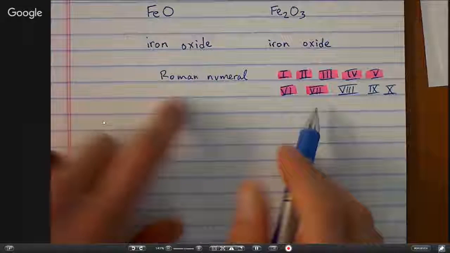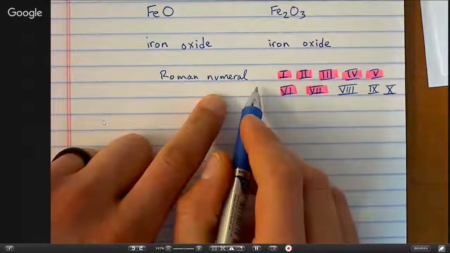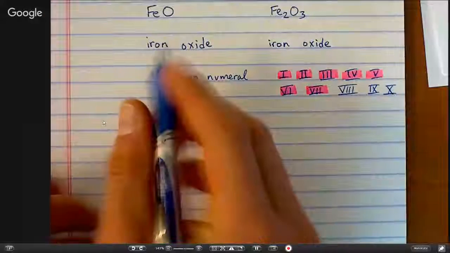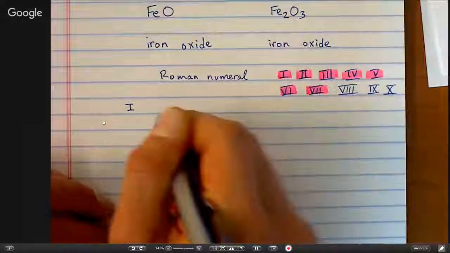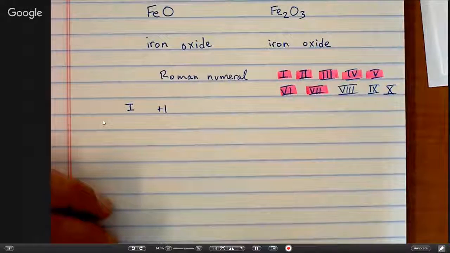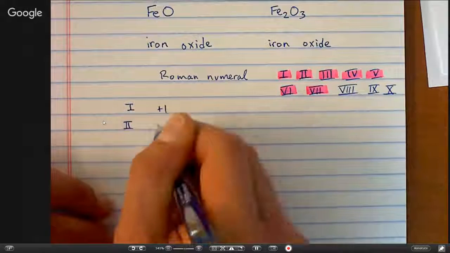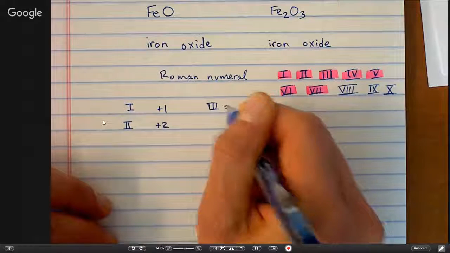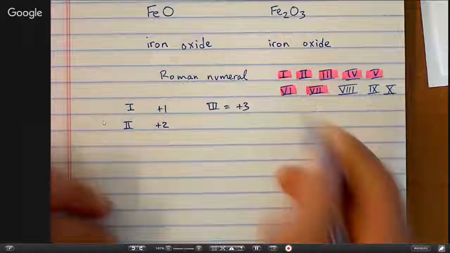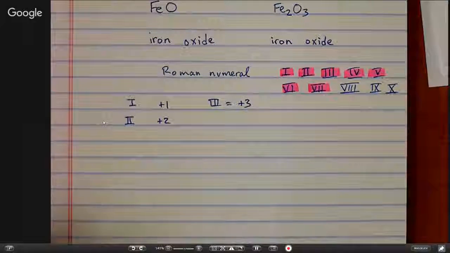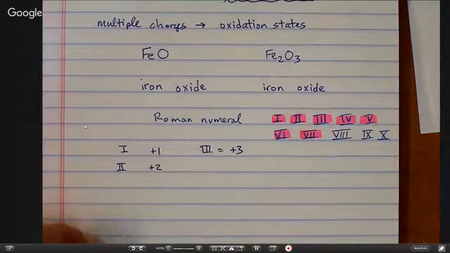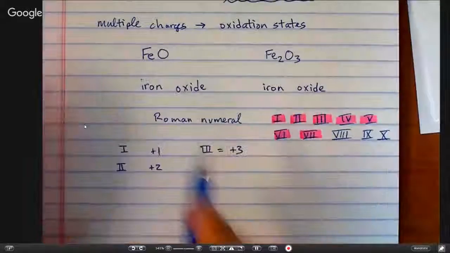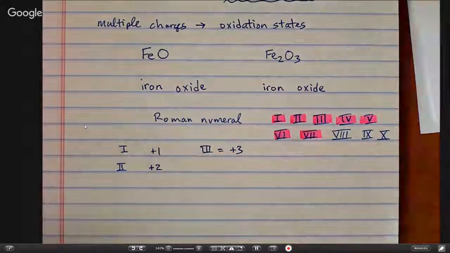So what the Roman numeral does is it tells us the value of the charge. So if you have a Roman numeral of 1, that equates to a +1 charge. If you have a Roman numeral of 2, that's a +2, and a Roman numeral of 3 would be a +3 charge. All right, so back up to our example above. How do we figure out what the charge is in order to do this Roman numeral thing?